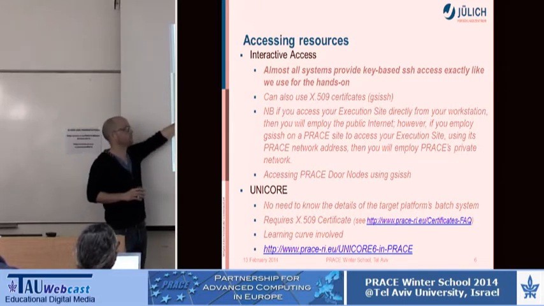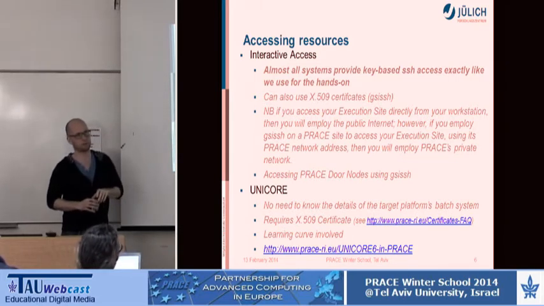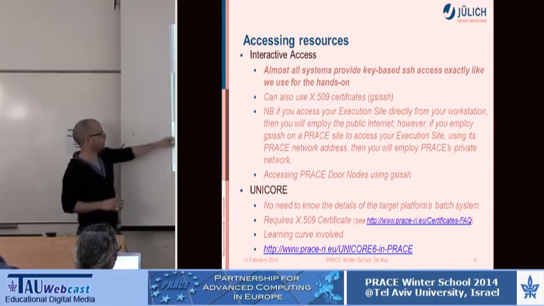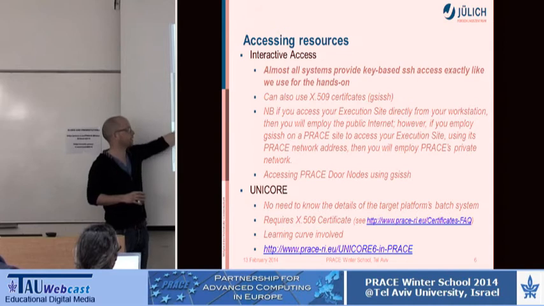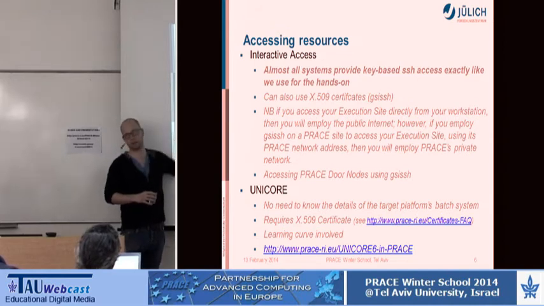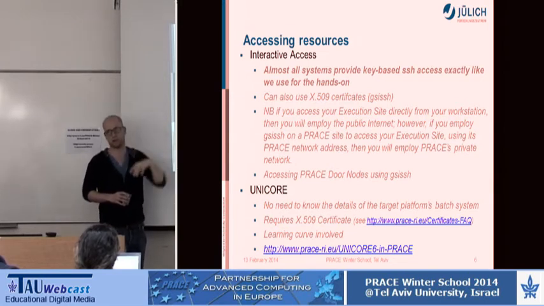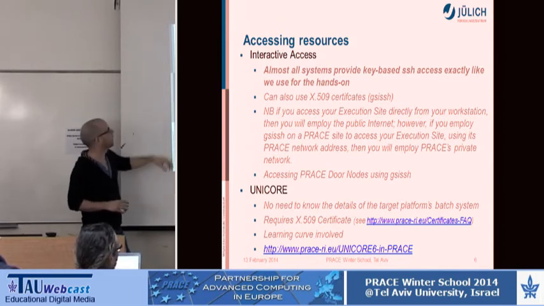There's a special PRACE network in between the big sites. It's a dedicated network that's much faster than the public internet to move data around between the sites, and it explains a little bit about how you access that. To get onto that network, you can also access what are called door nodes. Basically, you start by accessing this particular node, and then you can jump from there to different sites using the special network that is much faster for moving data around.